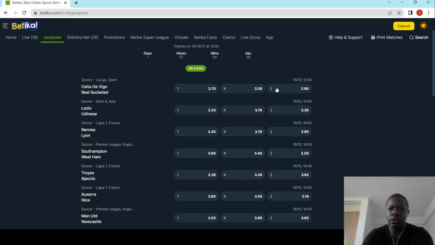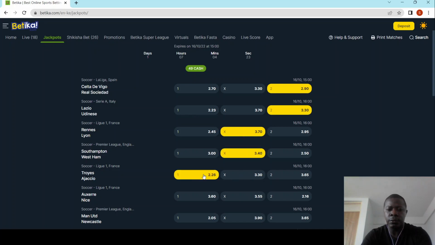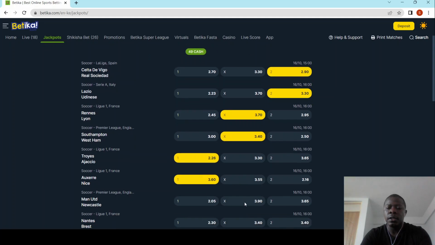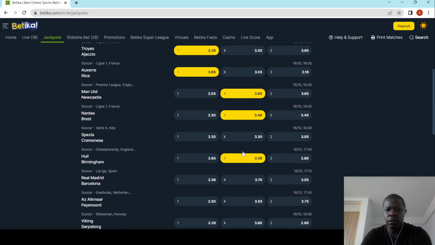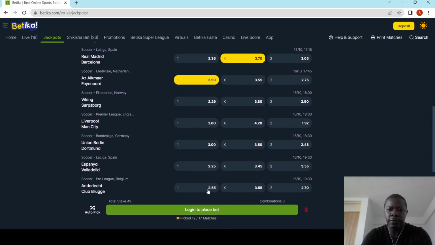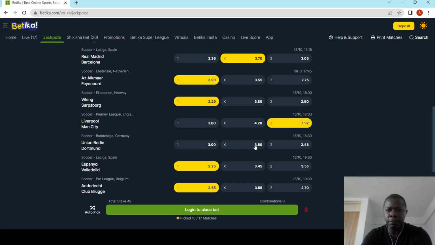So you can choose Royal Sociedad, say Udinese. You will choose all the 17 games, what you think will be the outcome, and then place your bet. At the end of the day, after choosing all the 17 games, I'm just choosing randomly. I'm not saying these are the outcomes. So after you've chosen all these, then you will place a bet.